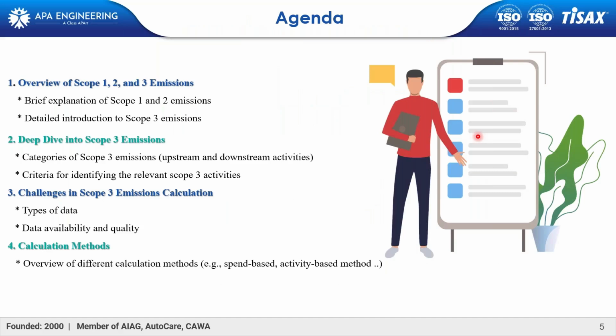So we'll move into today's agenda. We'll start with a quick refresher on Scope 1, 2, and 3 emissions to ensure that everyone is on the same page. Next, we'll take a closer look at Scope 3 emissions, breaking them down into upstream and downstream categories. After that, we'll discuss various challenges that organizations face when trying to calculate Scope 3 emissions, including the data types and data availability. And finally, we'll explore the different methods available for calculating Scope 3 emissions across various categories, providing practical insights and examples along the way.